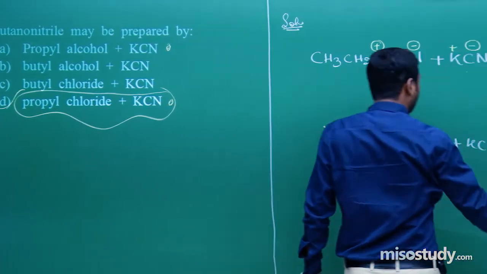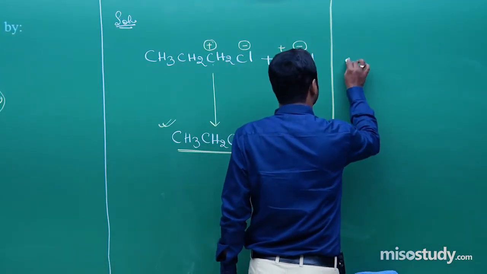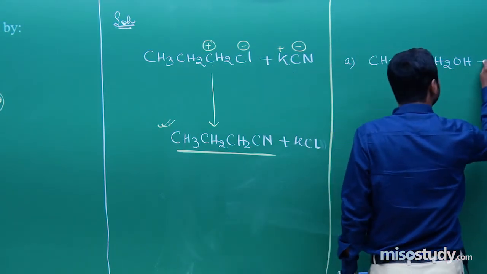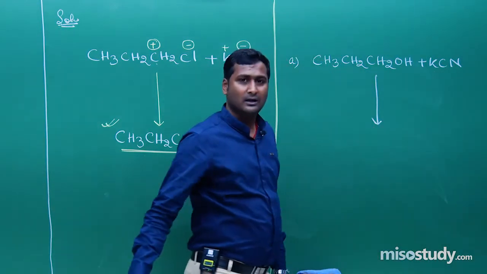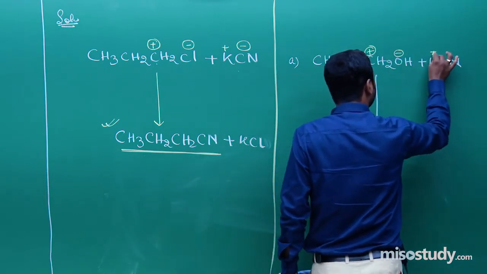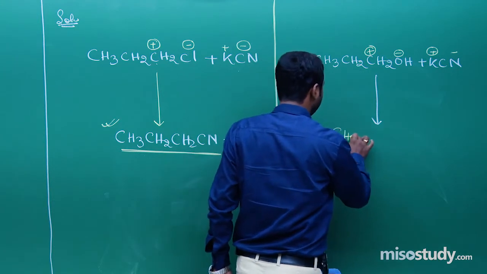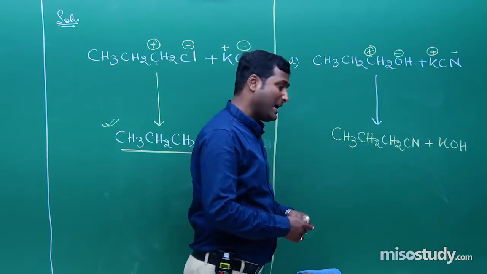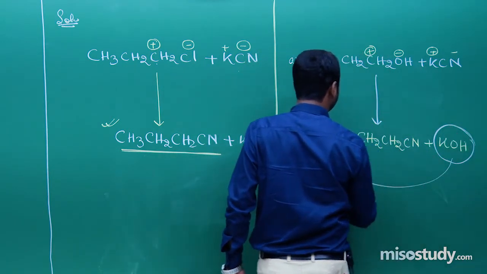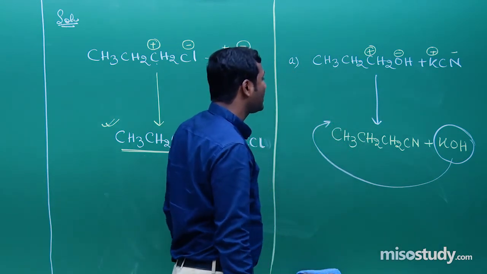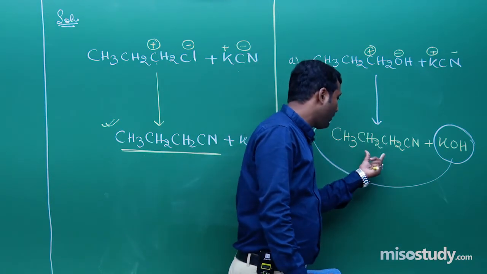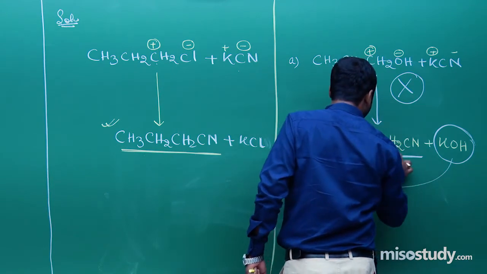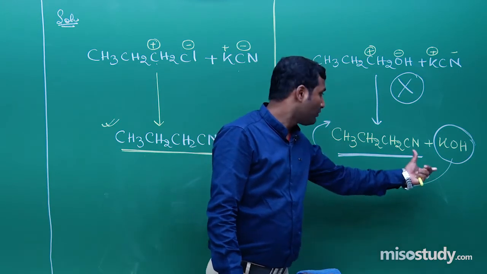If I take propyl alcohol, then what will happen? Look at this, CH3CH2CH2OH plus KCN. If I put minus sign, then plus sign, then plus sign, then minus sign, what will happen? We get CH3CH2CH2CN plus KOH. The byproduct KOH will again destabilize the product, and the product will not be in a stable state. Due to this reason, this is not a method for the preparation of butanonitrile, because the byproduct is KOH, which also initiates the reaction.